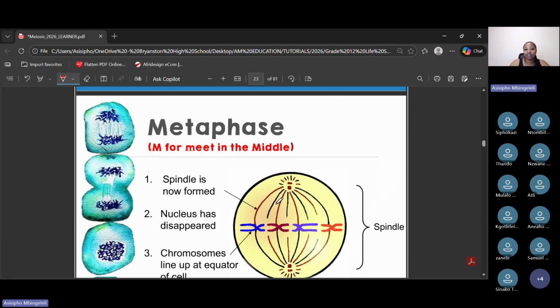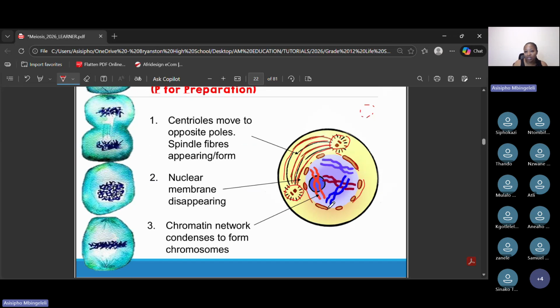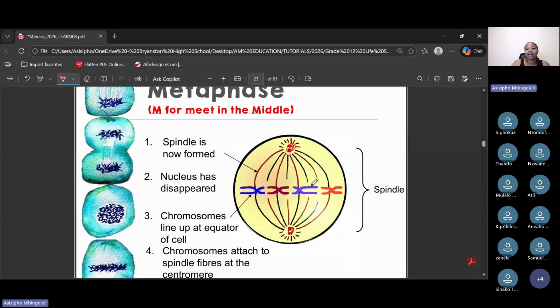Then we go to metaphase, M for middle. So in metaphase, I want you to see what is happening with the centrioles. They have reached the opposite poles. What is happening with the centrioles in prophase? They have not reached the opposite poles. They were still moving. Then in metaphase, these chromosomes align themselves in the middle of the equator. Now, each chromosome is going to be attached to one spindle fiber. So they are held in the middle of the equator by the spindle fibers.